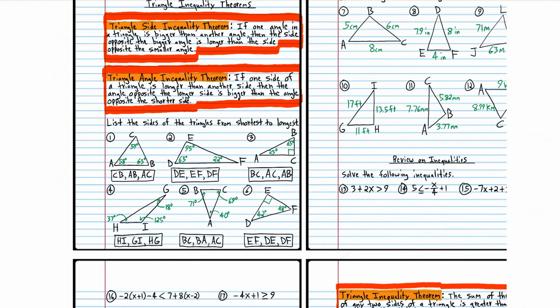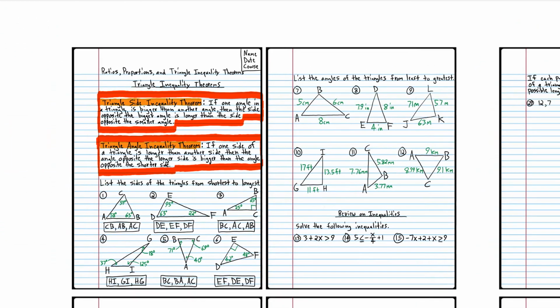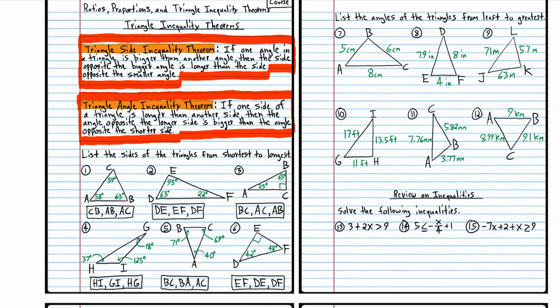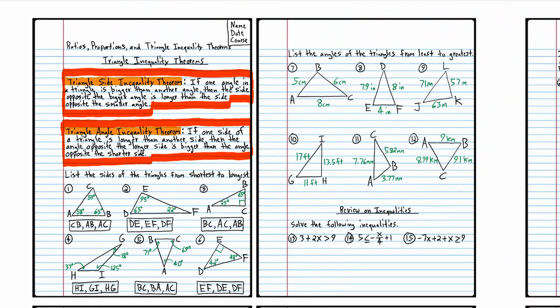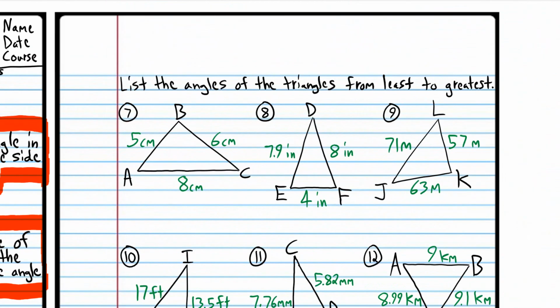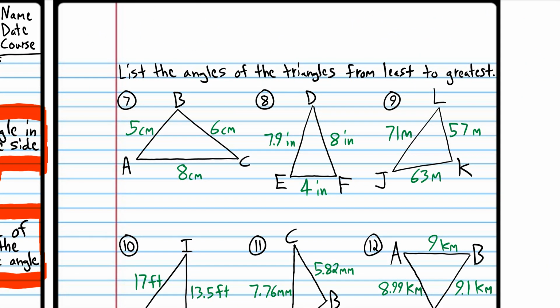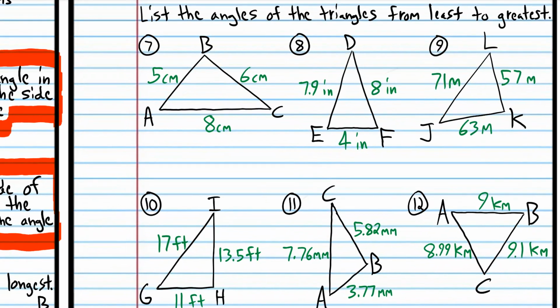So now we're going to go to very similar problems. We just did problems relating to the triangle side inequality theorem. So that's this first theorem. If one angle in a triangle is bigger than another angle, then the side opposite the bigger angle is longer than the side opposite the smaller angle. But now we're going to go to the triangle angle inequality theorem. Now we're just going backwards. Now we're given the sides, and we're asked to list the angles of the triangles from least to greatest. So let's do the first three together.